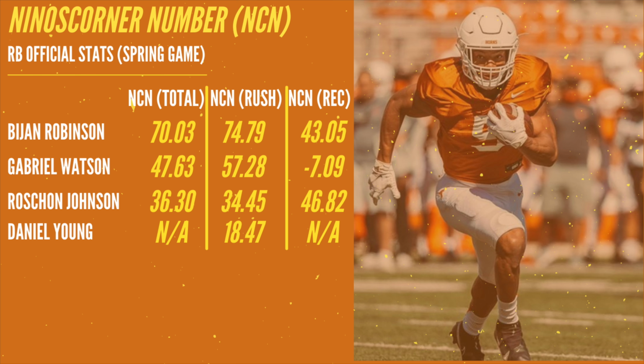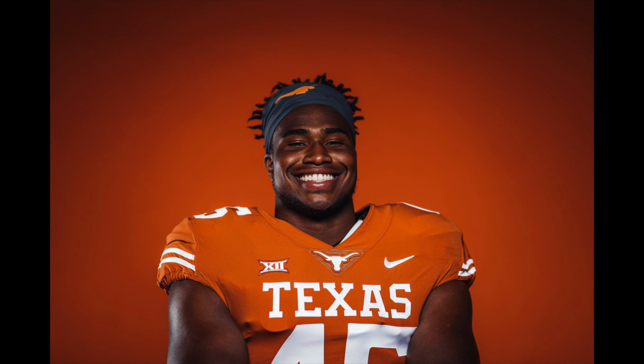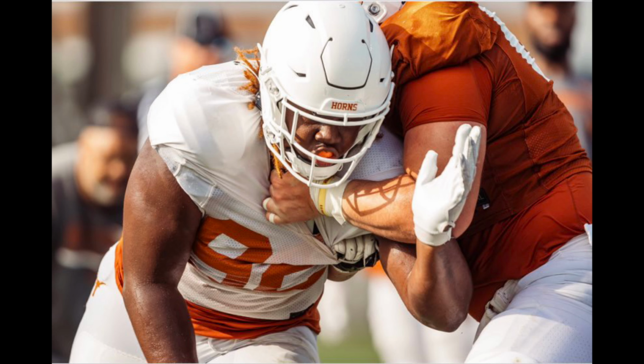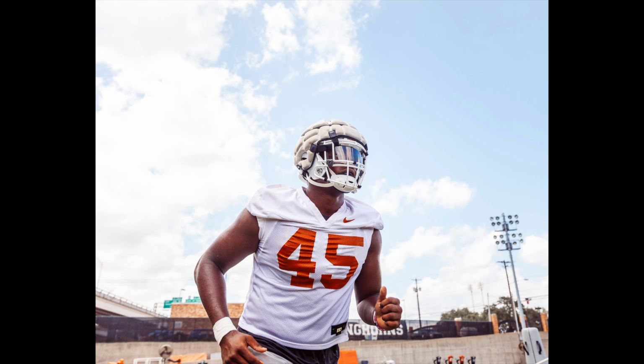He had a 34.45 NCN rushing. When you take a look at his NCN receiving, he actually led all the running backs in the NCN receptions at 46.82 points. When you do the calculation for him, his NCN total comes out to 36.303, which we've got to take with a grain of salt. Let's look at Rojo. Rojo played with the second team offense, so he had the second team offensive line. We know that the second team defensive line is at a better stage right now than that second team offensive line. So Rojo didn't get a chance to run behind those big uglies on the first team like Bijan did.